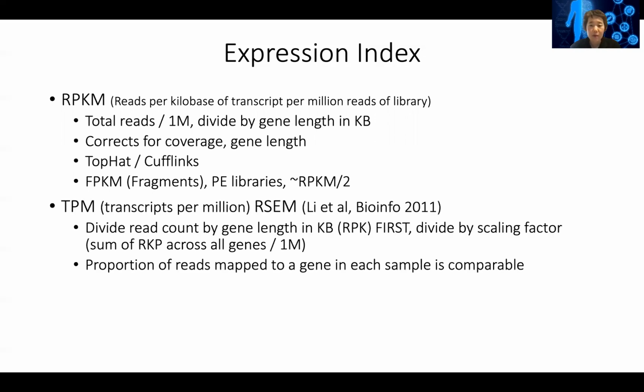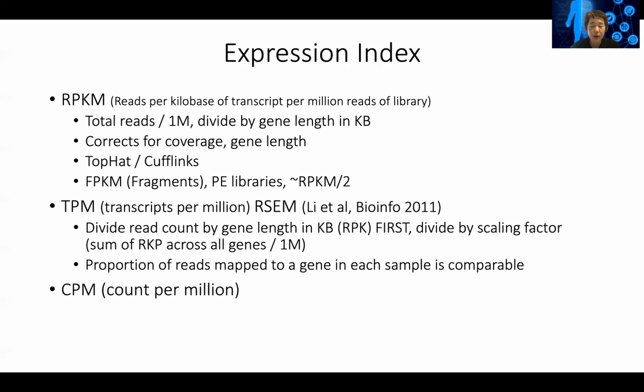It's a biologically intuitive approach. But later on, algorithms such as RSEM use TPM, or transcripts per million. In this case, RSEM normalizes by the gene length first before normalizing by the scaling factor or the library size. The advantage of this approach is that the proportion of reads mapped to a gene in each sample is comparable, so that you can actually compare the expression index of a gene across different samples. So TPM nowadays is considered the more accurate approach to reflect the expression level of the gene in that sample.